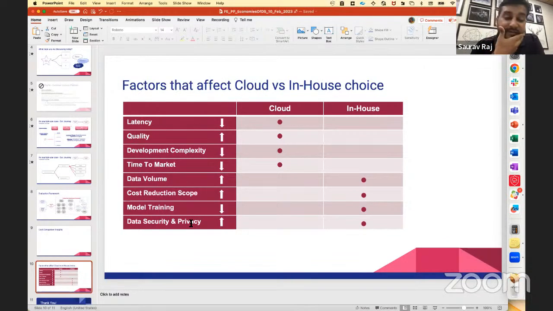Some of these factors are qualitative and some are quantitative. But there are multiple such factors which can affect one's choice of whether to go with cloud or to stick with an in-house solution. If latency is your factor, if you want the solution to be very performant and work in real time with minimum response time, then it's better to go with cloud because they can offer you that scale and those real-time guarantees. This we have also observed.